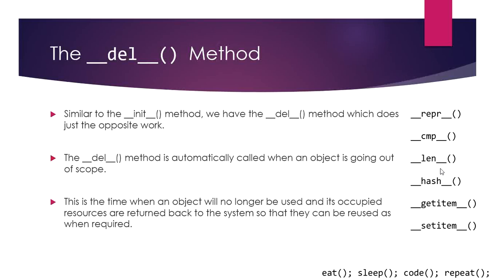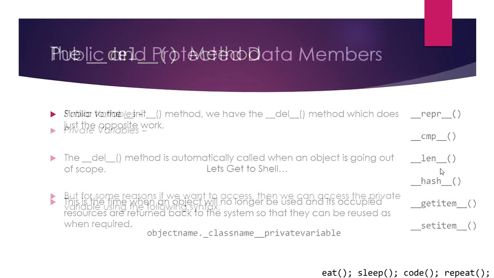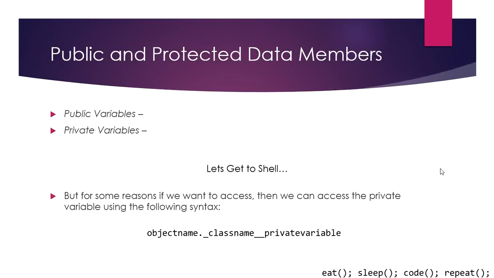Okay, these are special methods. Let's move forward. Now it's very important: what is public and private data, or protected, whatever. So we have public and private data. Private is nothing but protected, where we're protecting our stuff. So let's see what a private variable is.